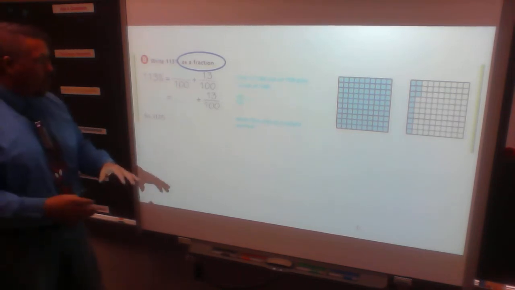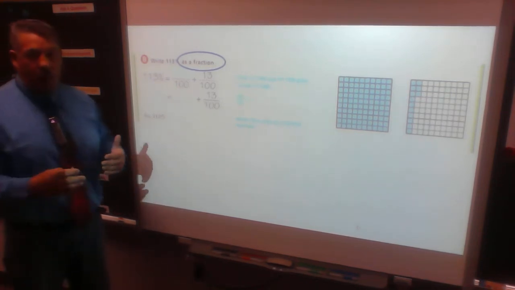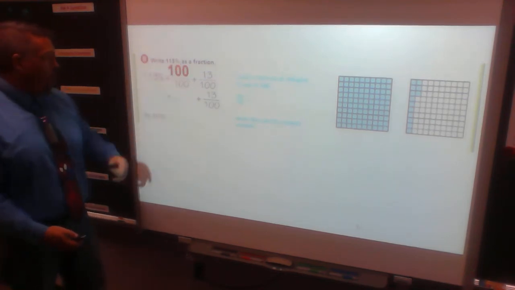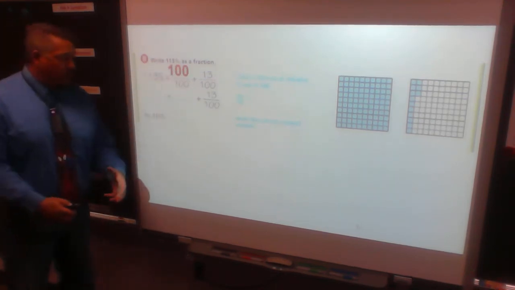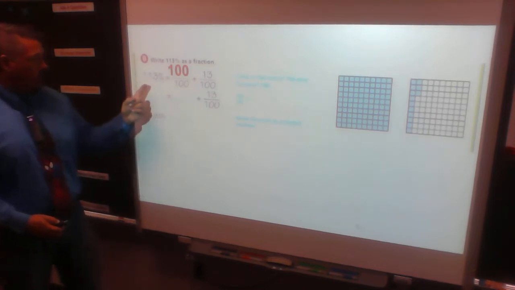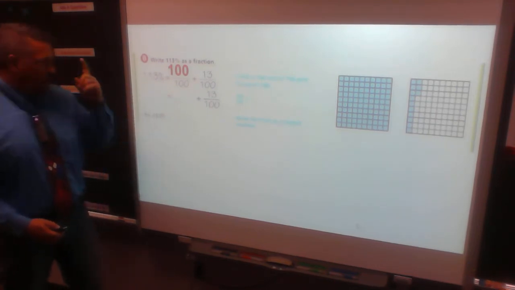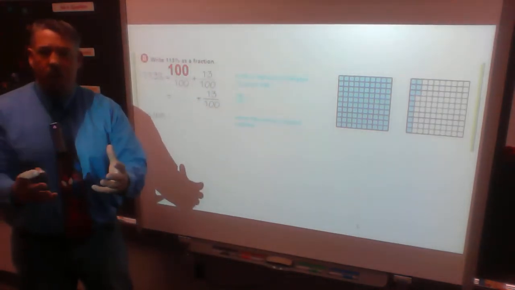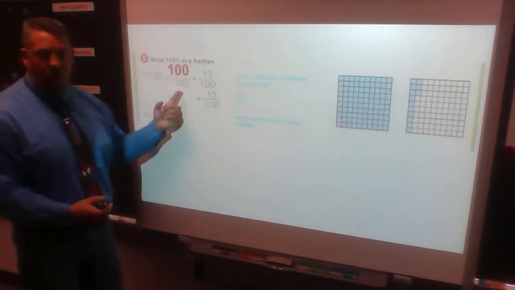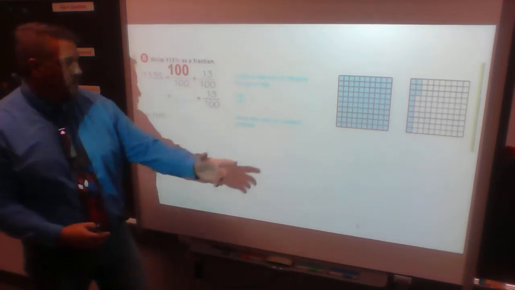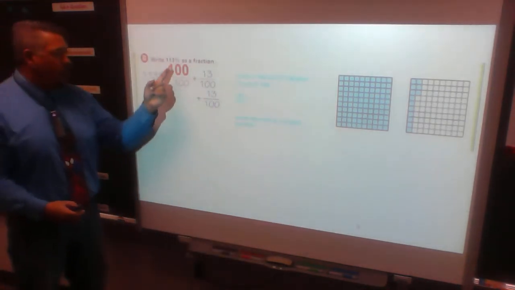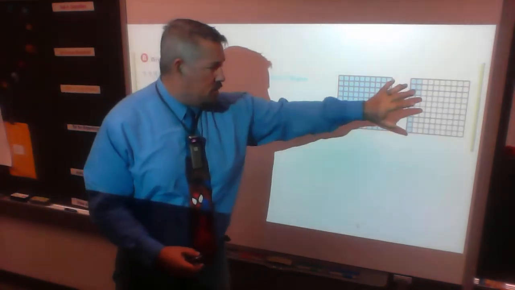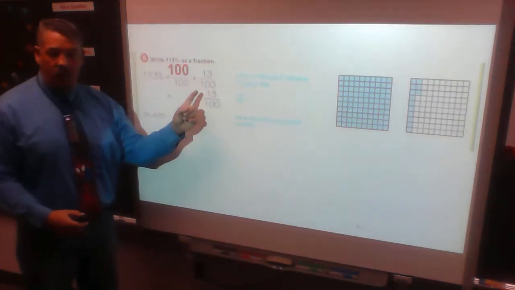So when I look at writing it as a fraction, it's still the same idea. I'm going to take my number and put it over 100. So first I have 100 to begin with. What they're showing you here is I need 2 of these base 10 100 blocks in order to do this problem if I wanted to model it. I have 1 of them, which would be 100 out of 100. And then the second one, I would only use 13 out of the second 100.